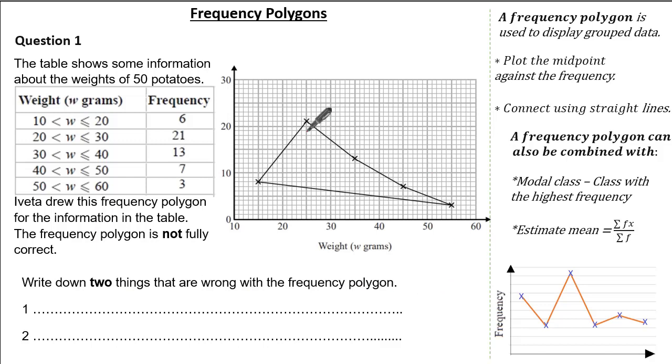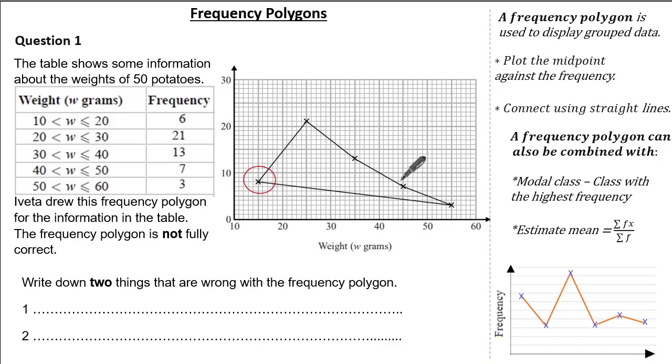There are quite a few things wrong with this frequency polygon. Firstly, you can see there's no frequency labelled on the y-axis. This is very important given our definition and key points that we looked at before. We also know that the frequency polygon can't be closed. Lastly, we always plot the midpoint against the frequency.